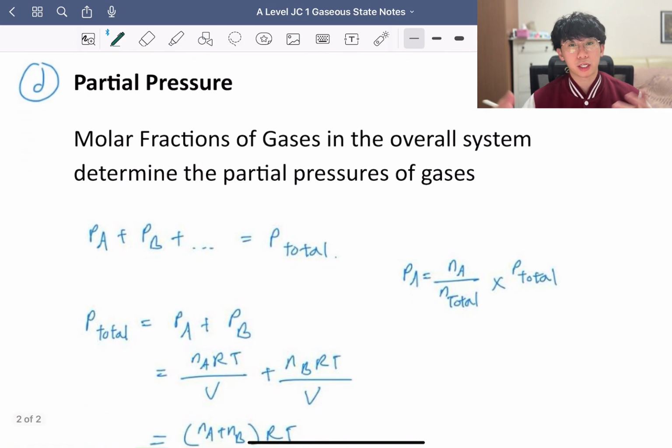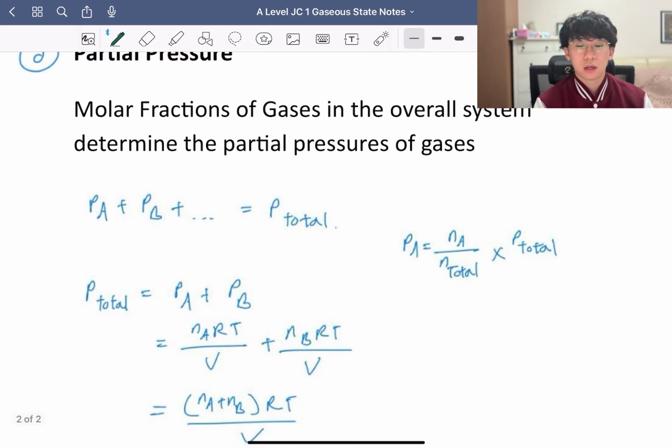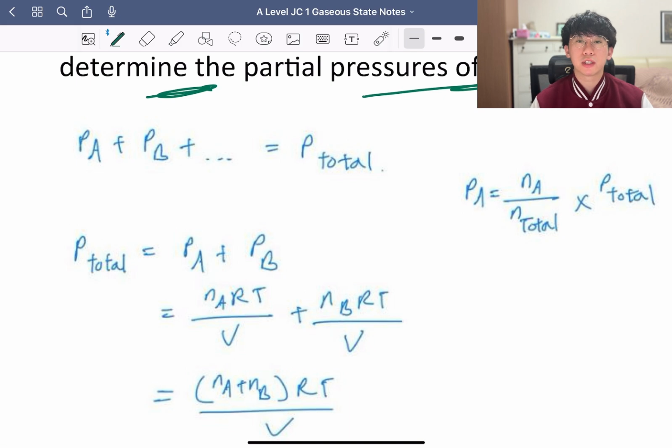Now we move on to partial pressure. Partial pressure is a very tricky subject and it gets many students really confused. And that's why I'm here to break it down for you. Partial pressure is defined as the molar fraction of gases in the overall system, used to determine each of their partial pressures. What I mean by that is, if you take the partial pressure of gas A, for example, and add it to the partial pressure of gas B, and so on until you cover all the gases, you should be able to get the total pressure of the gases in the whole system.